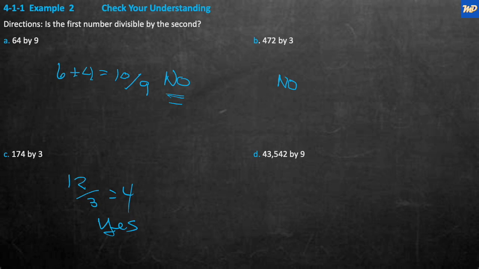Now let's try 9 and letter D. Is 43,542 divisible by 9? Well, what are we going to do? We're going to take 4 plus 3 is 7. 7 plus 5 is 12. 12 plus 4 is 16. 16 plus 2 is 18, so the number ends up being 18. And is 18 divisible by 9? The answer is yes, because it's 2. 9 times 2 is 18.